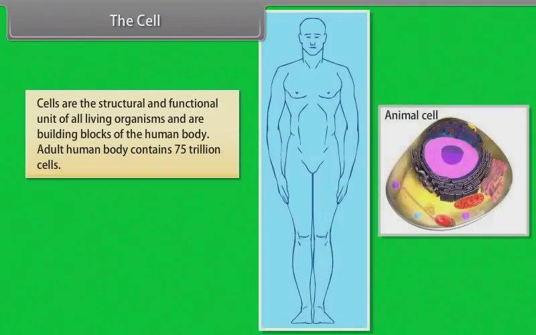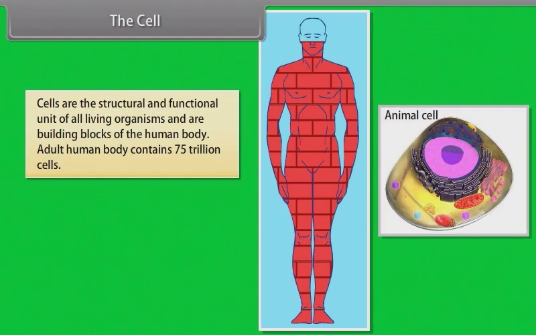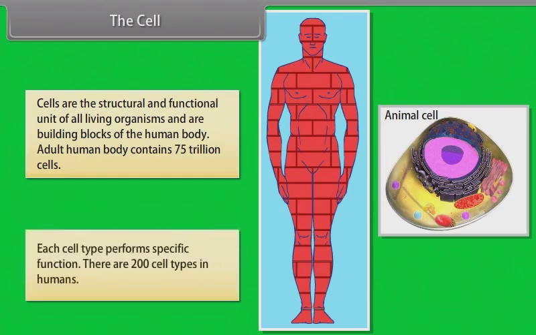The cell. Cells are the structural and functional unit of all living organisms and are building blocks of the human body. The adult human body contains 75 trillion cells. Each cell type performs a specific function. There are 200 cell types in humans.